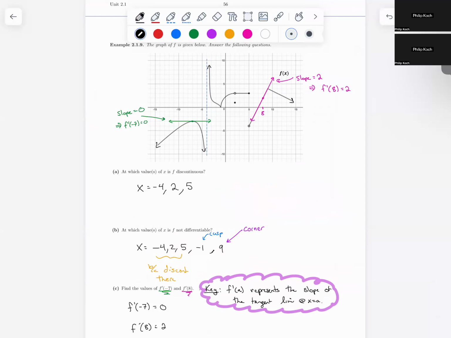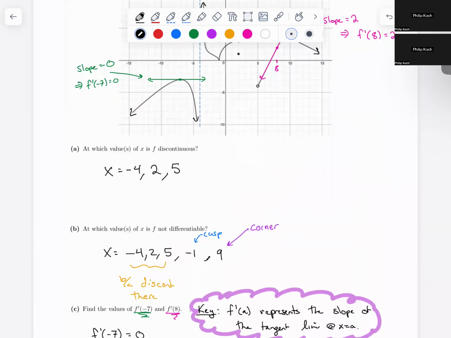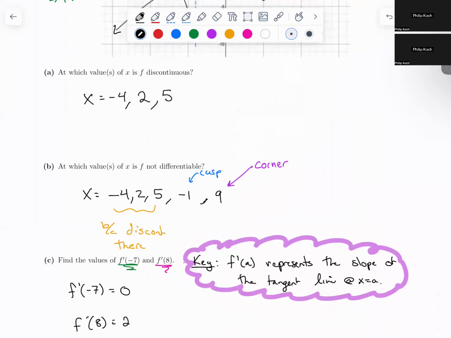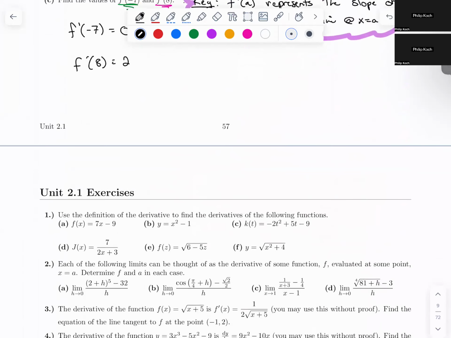You've probably heard this joke already, but once again, now you can really understand it: calculus teachers never drink because they know their limits. Or the better version is know your limits, don't drink and derive. Yeah. Great joke. But anyway, that is the end of 2.1.